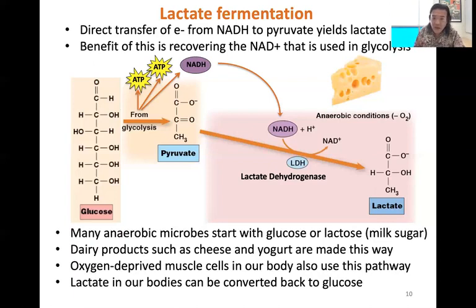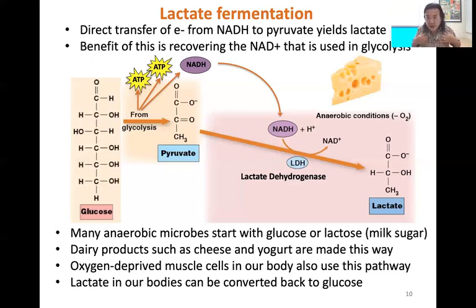So many anaerobic microbes will start with glucose or lactose in their environment, and they will go ahead and do this glycolysis and fermentation because that's what they're designed to do. And so we get cheeses and yogurts that way.